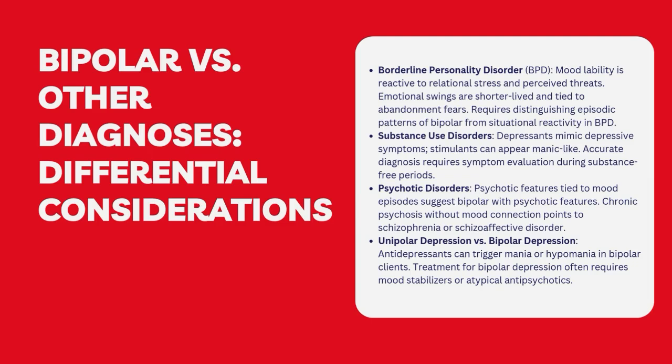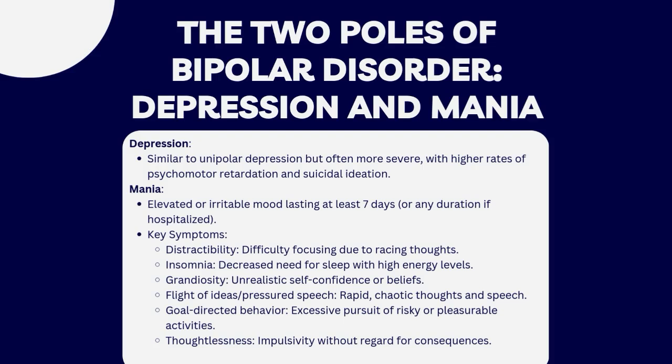And neurochemically, bipolar depression involves different mechanisms than unipolar depression, requiring mood stabilizers or atypical antipsychotics for effective treatment. Misdiagnosis can lead to inappropriate interventions and potentially exacerbate symptoms. So, the two poles of bipolar disorder are depression and mania on opposite ends of the spectrum.